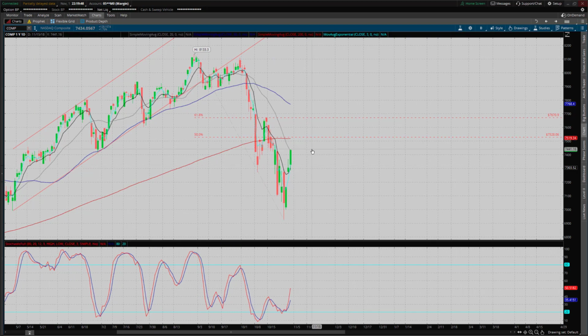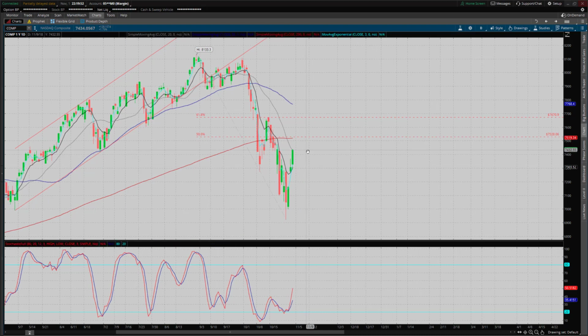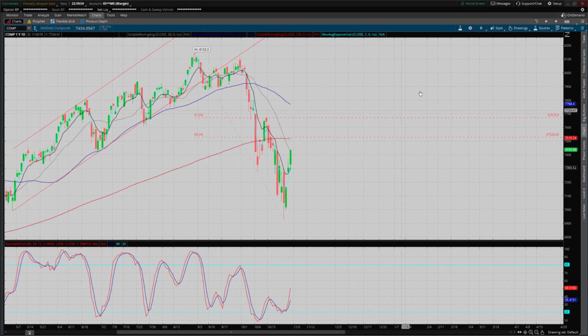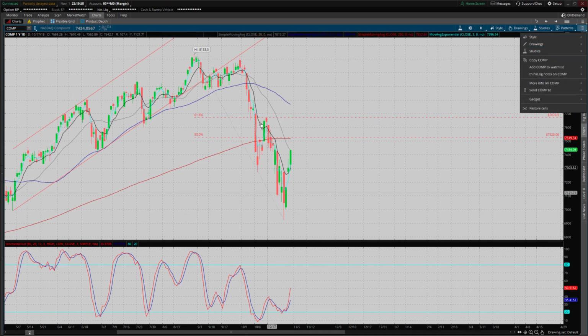Sometimes after hours gets completely reversed during the regular session, although Apple was trading on pretty heavy volume after hours, and it declined a lot, so we'll have to see. But yeah, that's what we should be looking for on the Nasdaq.